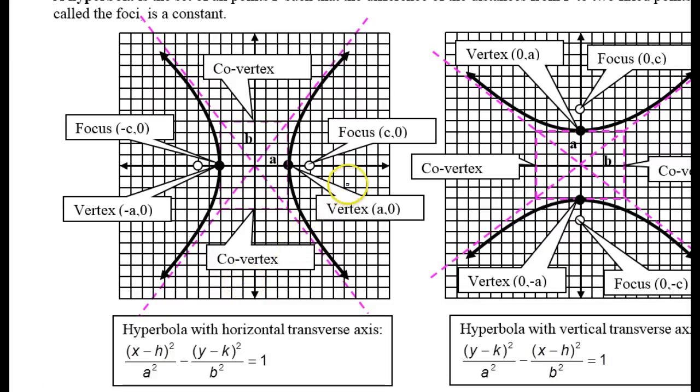When we talk about a hyperbola being horizontal or vertical, sometimes they will talk about the transverse axis. Let me make this a little bit bigger. Okay, this is the transverse axis, a segment connecting the vertices. So for a horizontal hyperbola, we could say that the transverse axis is horizontal. When I talk about a vertical hyperbola, the transverse axis is vertical.